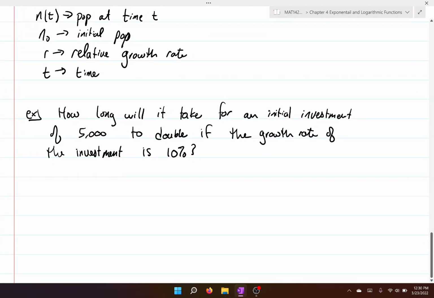So here, all we really got to do is label everything. We know our model is going to be N of t equals N sub 0 e to the rt.